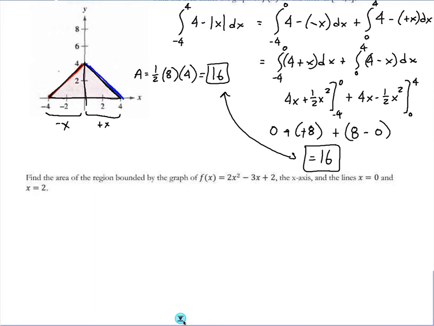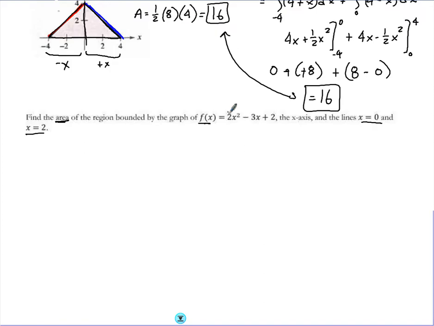We want to find the area, so we're talking about intervals, the area of the region bounded by the function 2x squared minus 3x plus 2, bounded by the x-axis and the lines x equals 0 and x equals 2. So I obviously have some type of parabola-like, quadratic-like function over in the first quadrant because I'm bounding my x values from 0 to 2. Another way to view this is we're looking at the region from 0 to 2 given this function f of x.